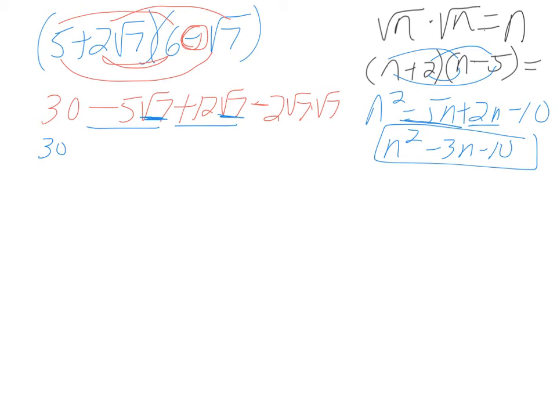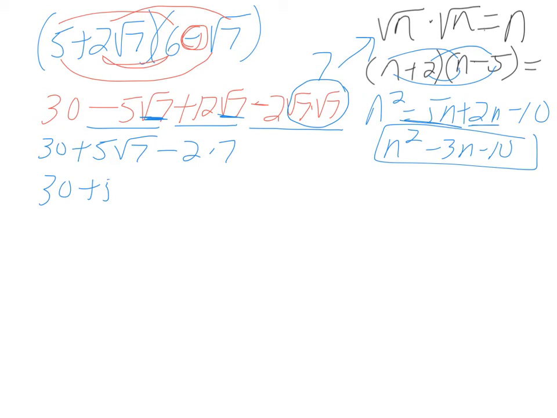So we have negative 5 square root of 7 plus 12 square root of 7, which is going to be 5 square root of 7. And then my last part here, negative 2 square root of 7 times square root of 7. This right here is 7 because of this concept: square root of a number times square root of a number is just that number. So I have negative 2 times 7, which is then 30 plus 5 square root of 7 minus 14.